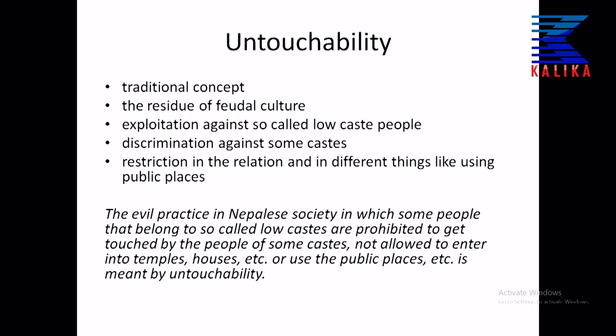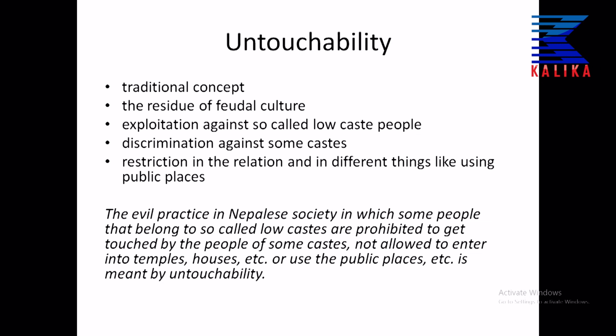Now let's see untouchability. Traditional concept. It is the residue of feudal culture, since Nepalese society still has some ruins, remains of such culture. Exploitation against so-called low-caste people, discrimination against some caste, restriction in the relation and in different things like using public places, not allowing to enter into the temple, not touching the taps, not touching the water or the food, not allowing them to enter into the so-called high caste people's house, these sort of things.